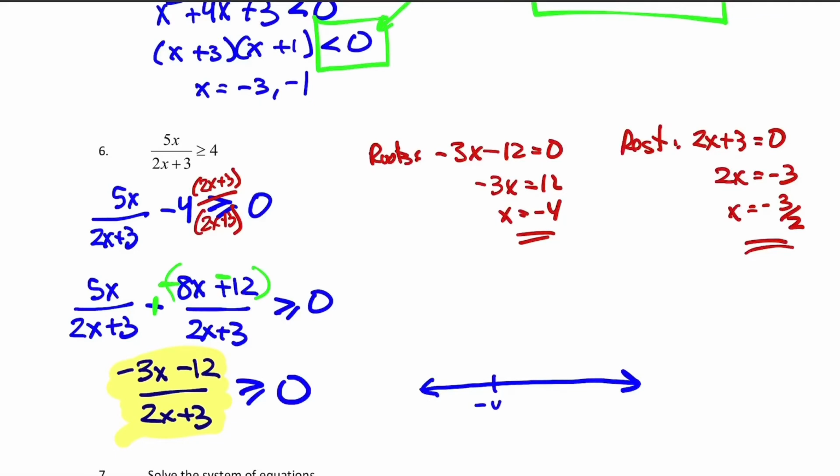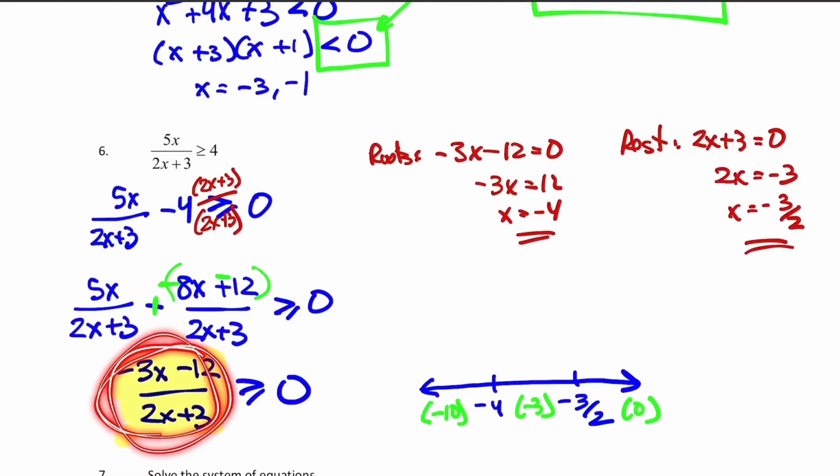Negative 4 is the smaller number, goes on the left. Negative 3 halves would go on the right. And remember what we do here. I plug in random numbers. So negative 10 is less than negative 4. I'll pick a negative 3, and then over here I can pick a 0. So rather than try to evaluate this whole expression here with a negative 10, I'm going to treat the numerator and the denominator separately and then just ask myself, okay, well, if I have a positive divided by a negative, overall that's going to be negative. If I have the signs that are the same, overall that's going to be positive. So let's go ahead and do that.